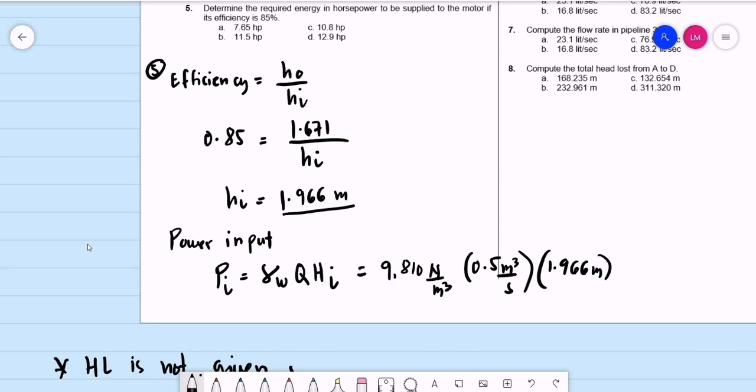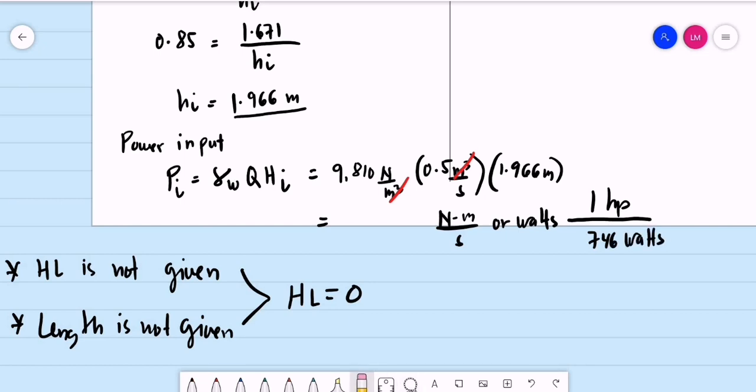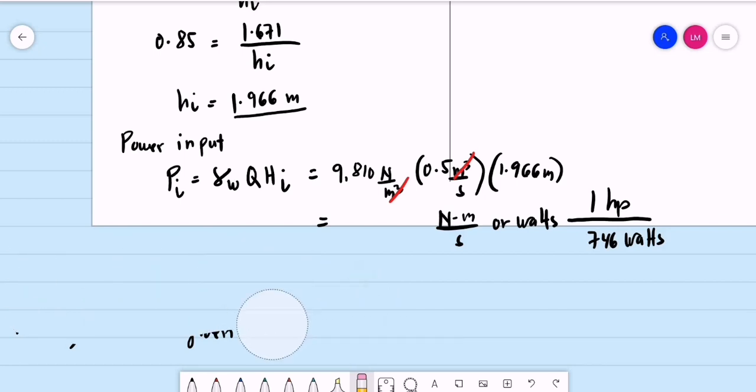Then multiplied by the head input, 1.966 meters. If we do unit analysis, we are cancelling cubic meter, so the remaining unit is newton meter per second, which is the same as watts. To convert this to horsepower, 1 horsepower is equal to 746 watts, so that we can have our final answer in horsepower.